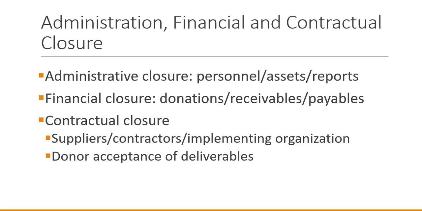There are closure components relating to administration, finance, and contracts. Administrative closure relates to personnel that are on the project being reassigned, assets being assigned to other projects or being disposed of, and any important reports being completed and delivered to the donor as well as perhaps the organization who carried out the project. Financial closure means making sure all donations have been received.